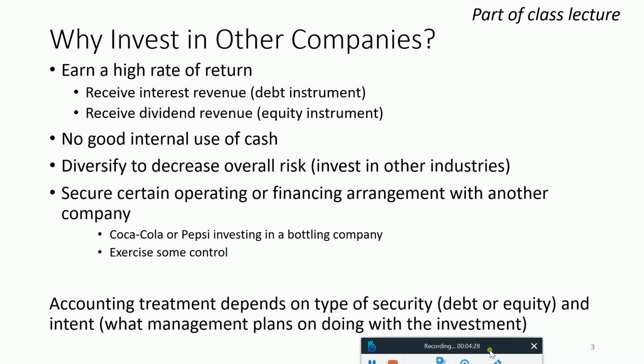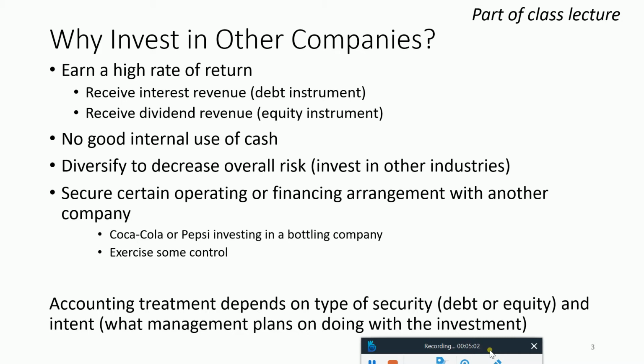Well, even with that said, there is an advantage to Coke or to Pepsi having an interest in those bottling companies, because without those bottling companies, that Coke and that Pepsi product is not going to reach the shelves and make its way to the ultimate consumer. It's also a way for companies to exercise some control over another company's operations, especially if they own a significant portion of the company.